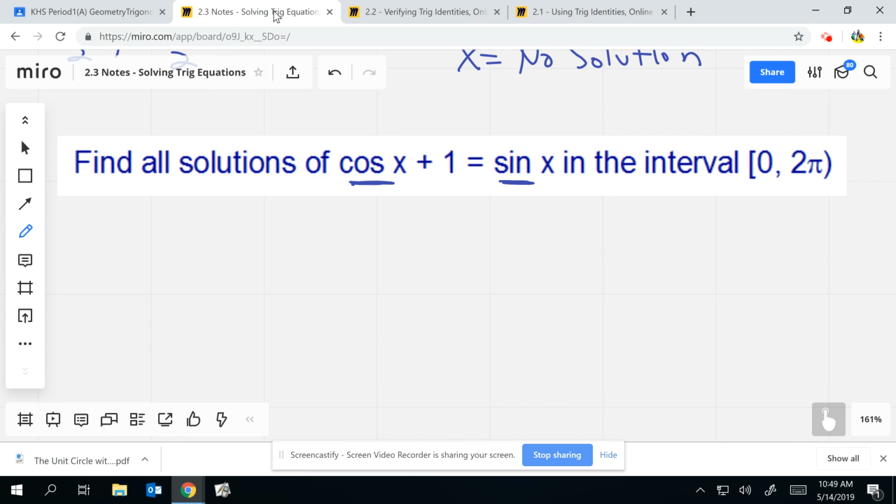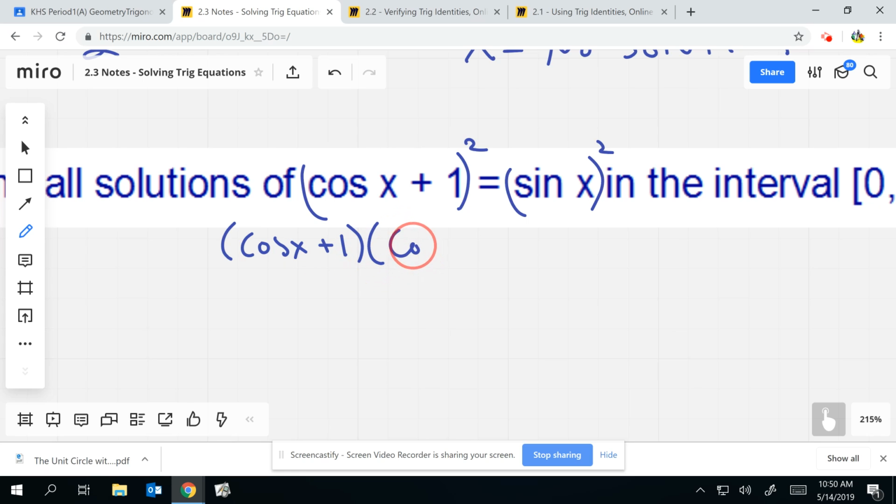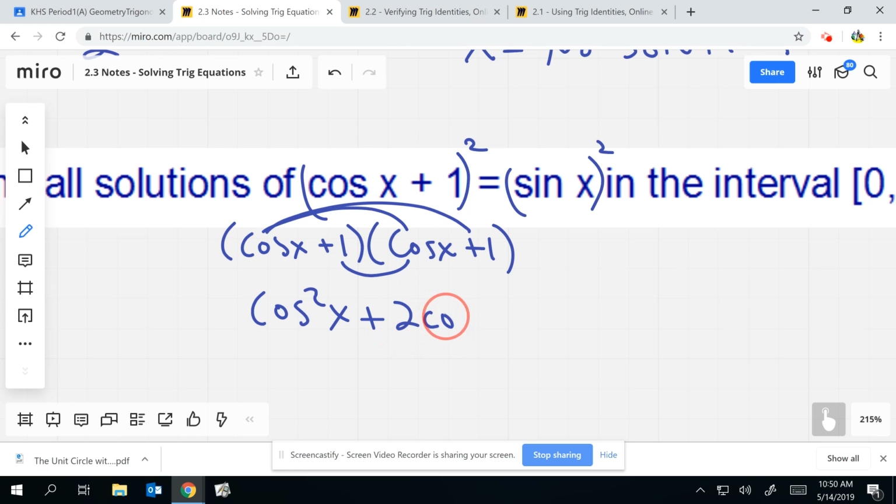So for that to help me, what I would need to do is simply square both sides. So I'm going to take this parenthesis and square it. I'm going to take the sine and square it. And I'm going to write this parenthesis twice. Cosine x plus 1 times cosine x plus 1. That's what squaring a parenthesis means. You're doing FOIL. Cosine times cosine would be cosine squared. Cosine times 1 would be cosine. 1 times cosine would be another cosine. So you got 2 cosines. And then 1 times 1 is 1. So you just did FOIL here just to get your three terms.